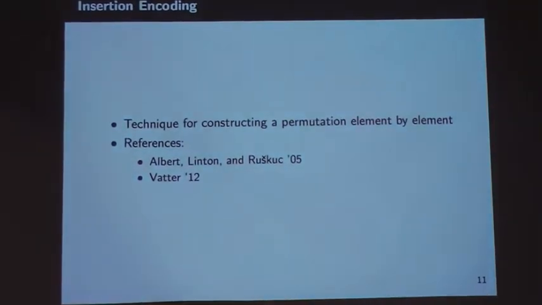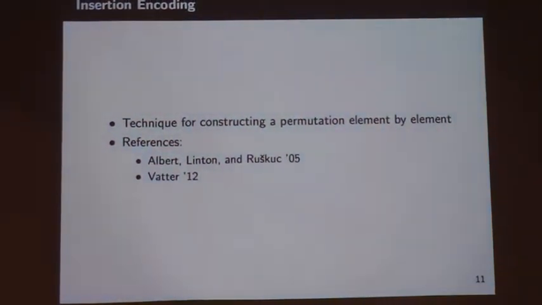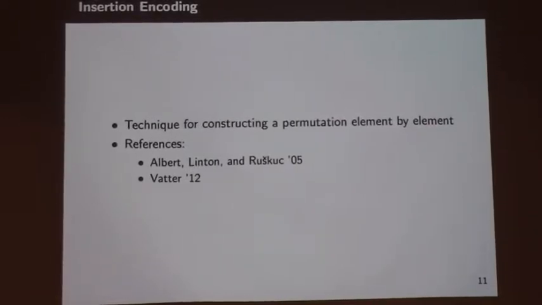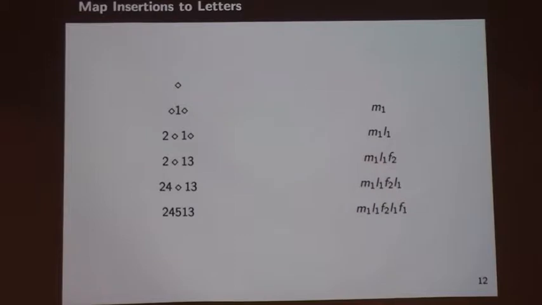The insertion encoding is just a different way of constructing a permutation element by element. Just like the enumeration scheme, we're going to build it up one element at a time, starting with the smallest element 1, all the way up to the largest element n. These are references for the insertion encoding. So here's how the insertion encoding works. We always start up here, and this diamond means that I'm allowed to put a new number where this diamond is. So I'm allowed to fill that diamond. In fact, the diamond requires me to fill it. Eventually, I'm going to have to put a number everywhere I see a diamond.